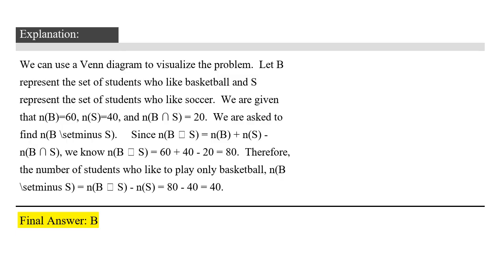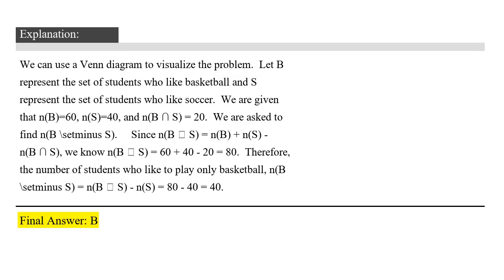We can use a Venn diagram to visualize the problem. Let B represent the set of students who like basketball and S represent the set of students who like soccer. We are given that n(B) equals 60, n(S) equals 40, and n(B intersection S) equals 20. We are asked to find n(B minus S).